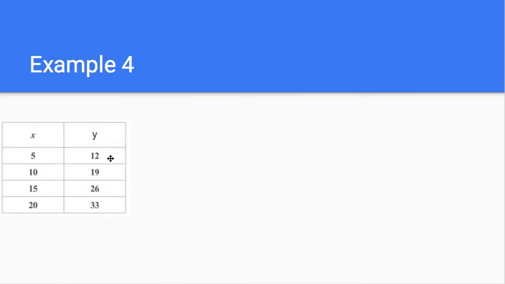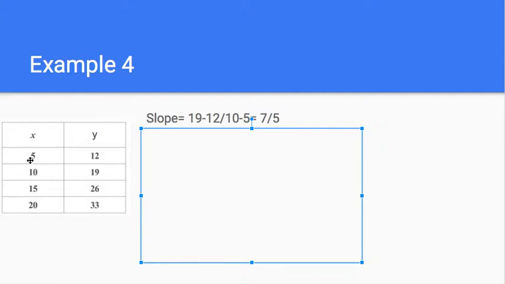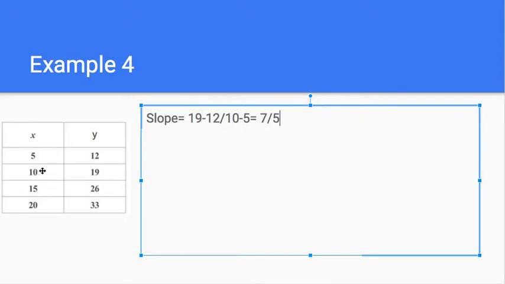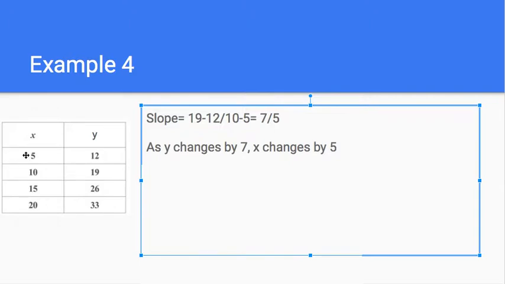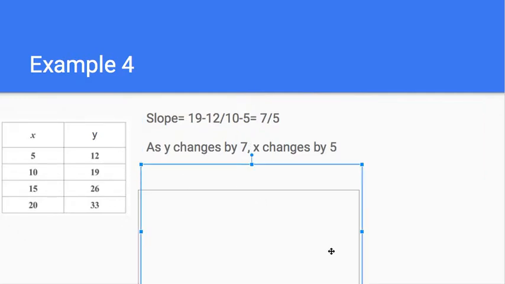And we do that by finding our slope. So as y is changing by 7 each time, you can see 19 minus 12 equals 7. X is changing by 5. So my slope here is 7/5. Now I can use that to work backwards. I want to find what happens if x equals 0. As y changes by 7, x changes by 5. So this is going up by 5 each time. Well, if I go down by 5, this gives me 0. If I go down by 7 here, this gives me 5.